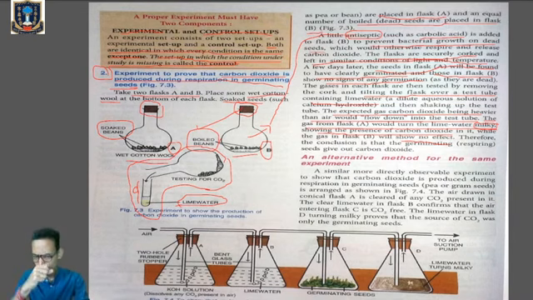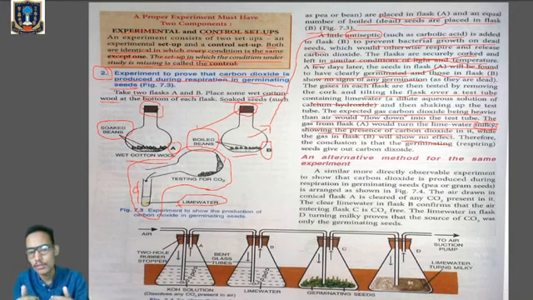We require antiseptic carbolic acid. Then we require a test tube containing lime water. Clear? Now, why are we using lime water? Lime water, when it comes in contact with carbon dioxide, will turn milky. So it will help us to identify whether there is carbon dioxide or not.